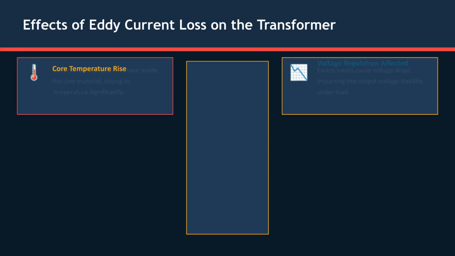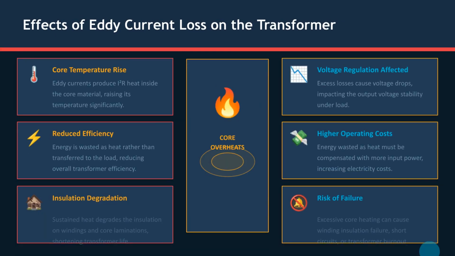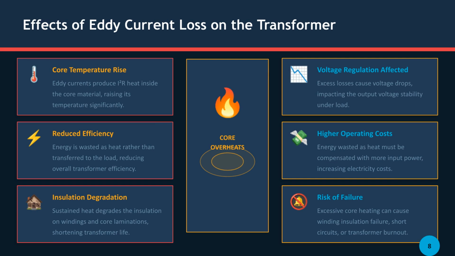The effects of eddy current loss are detrimental. The core temperature rises significantly, reducing overall transformer efficiency and increasing operating costs. Sustained heat also degrades insulation, shortening the transformer's life and increasing the risk of failure.